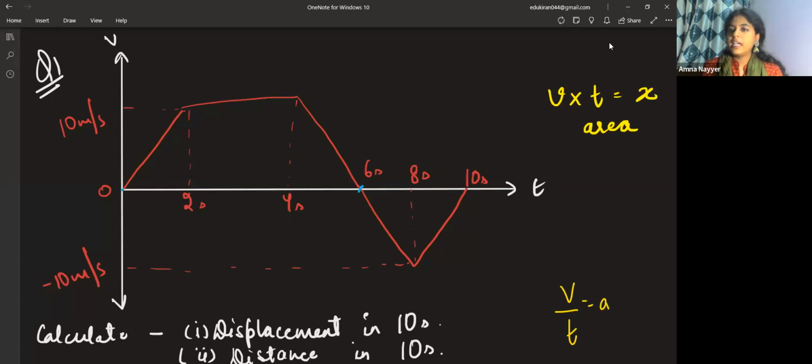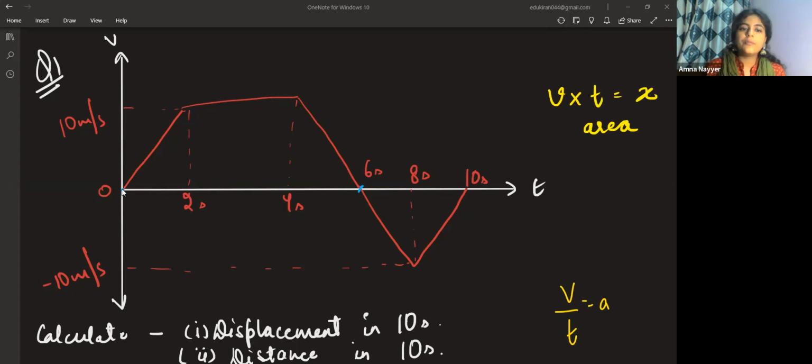And the area of V versus T, that is V cross T, gives you displacement. This I had told you: when two quantities are getting divided, that gives you the slope, tan theta, which we calculate. And if both quantities are getting multiplied, they give you the area, the third quantity which comes out of multiplication. So for area, you multiply. For slope, you divide, right? So from velocity versus time, we'll calculate the displacement covered in 10 seconds.